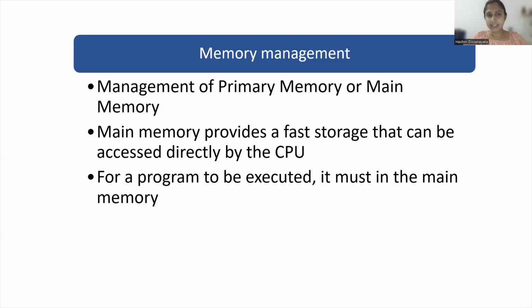First one is memory management. Now you know what the memories inside the computer system are. Management of primary memory or main memory. Primary memory means RAM. Under primary memory we have many types, but main memory refers to RAM. And main memory provides fast storage that can be accessed directly by the CPU.